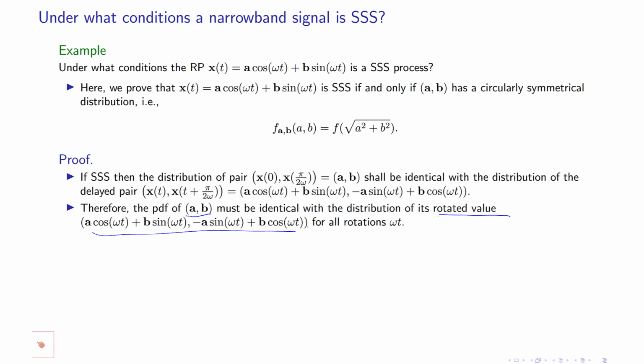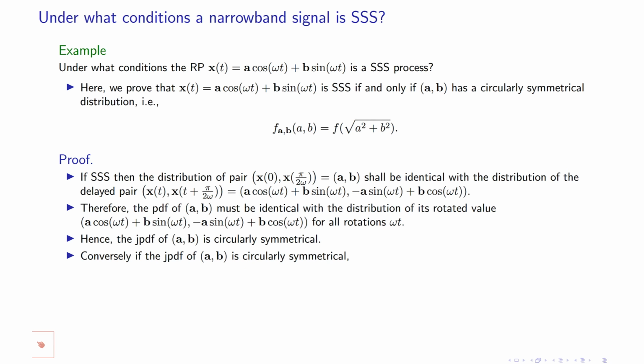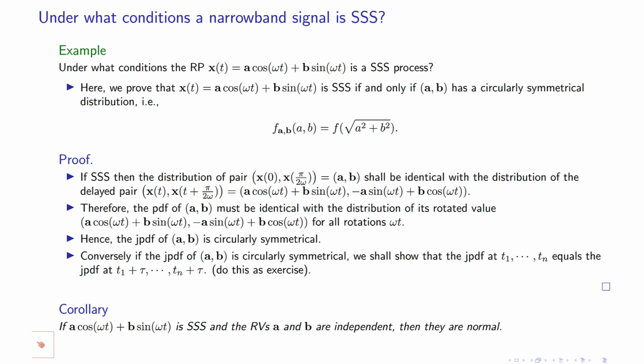So if we have strictly sense stationary, the distribution of that is equal to that. And therefore, this distribution is circularly symmetrical, because if the distribution is not changing with the rotation, it means that it's symmetrical. But this is a first order statistic. The second order statistic is also trivial. Conversely, if the joint PDF of A and B is circularly symmetrical, you could show that the joint PDF of any arbitrary samples is equal to this one. This is very easy to do. I will leave this to you as an exercise.